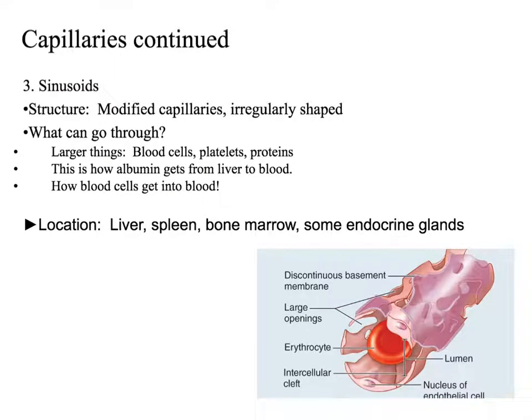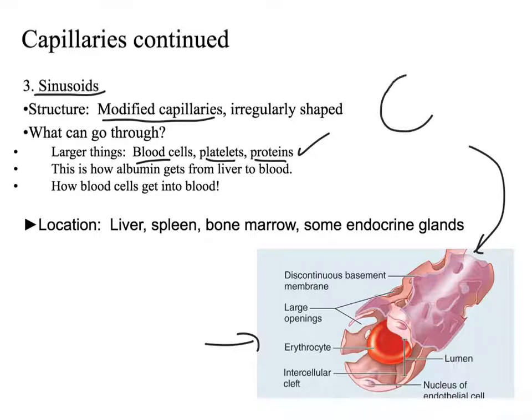The next type is sinusoids. Sinusoids are modified capillaries. They're irregularly shaped and they have big holes in them. If you look at this picture from the book, they have these big openings, so anything can go through those big holes: blood cells, platelets, proteins.